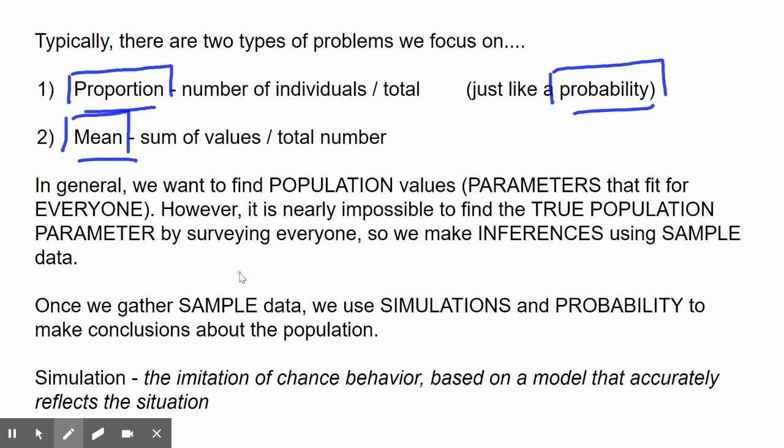So we want to know, in the entire United States, how many people, like whatever we're asking, like this movie. However, it's nearly impossible to find your true population parameter. You can never survey everyone. It's impossible. You might not find somebody, they might not respond back to you if you send them something. So what we do is we make what are called inferences using sample data, okay? So once we gather our sample data, typically we use simulations and probability to make conclusions about the population, okay?